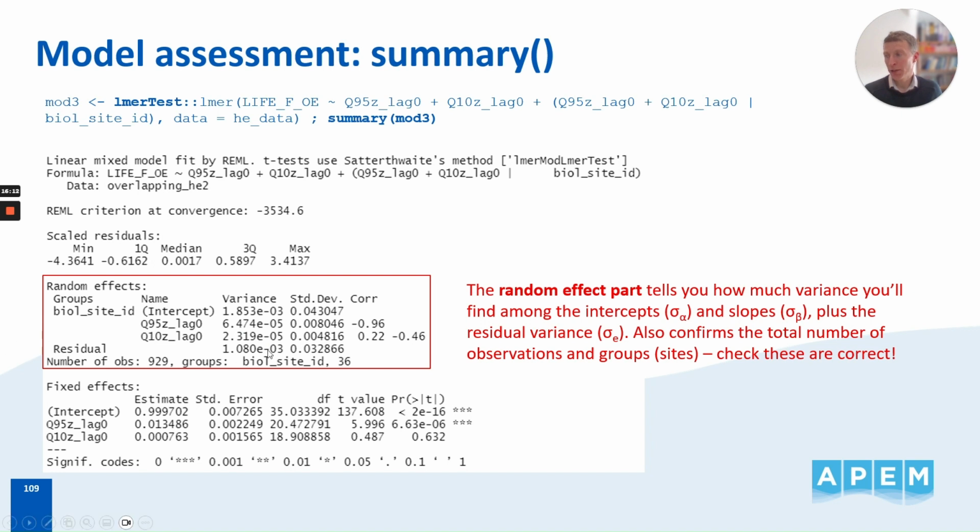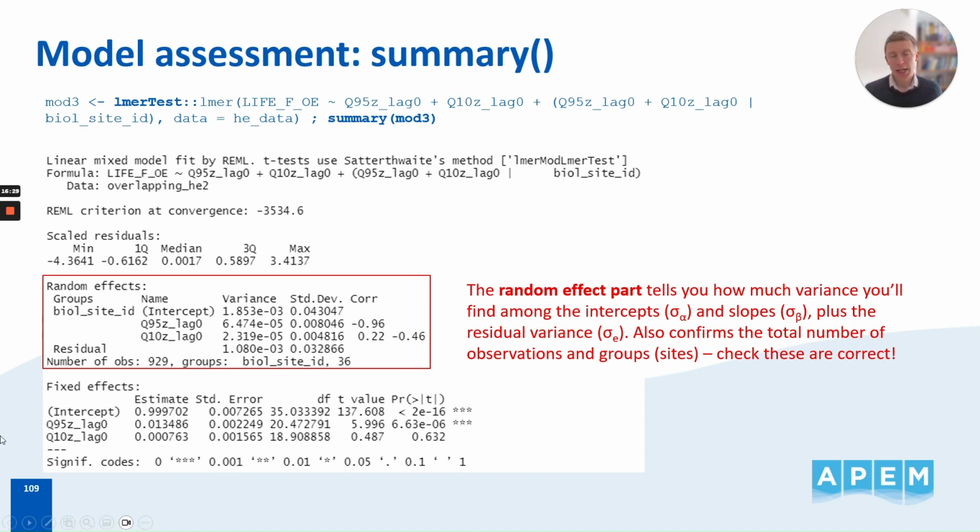Finally, we also have a residual variance at the bottom of this table. That describes the amount of unexplained variation in our data set. That is the variation in our life-OE ratios from one sample to another, which we can't explain in terms of flow.